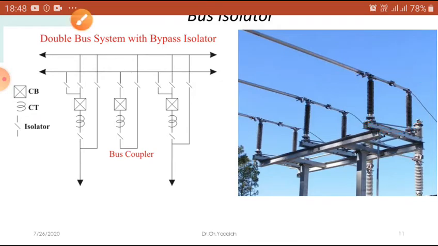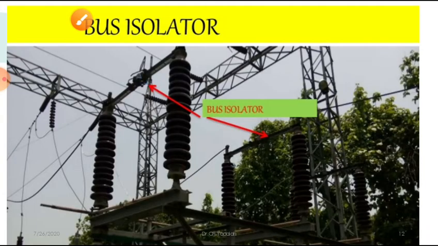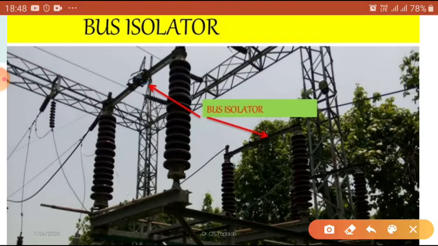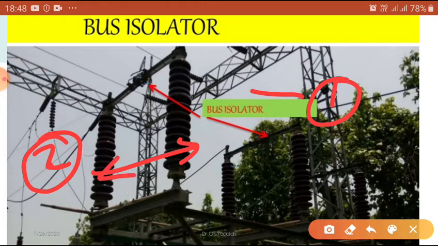For clarity, you can see another figure also. Here you can see the bus isolator. This side is one bus, bus 1 and bus 2. In between I connected these two. This post insulator is connected to this bus, and this post insulator is connected to this bus, and between them I connected the center break isolator. So whenever I require, I can close it. Whenever I don't want, it can be opened. This is known as a bus isolator.